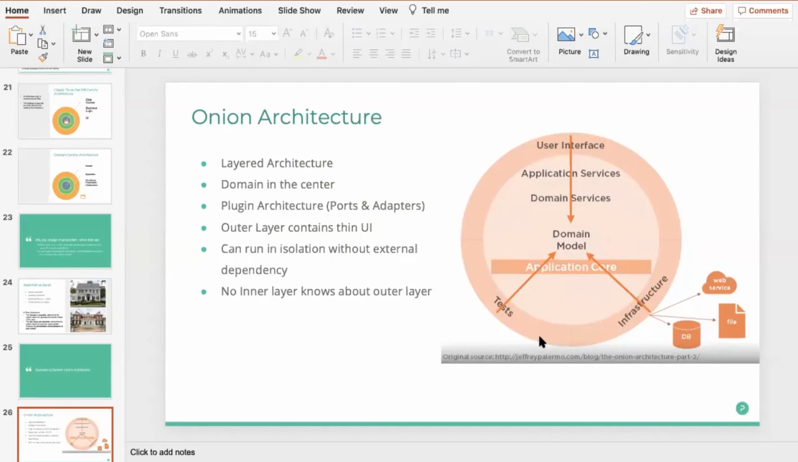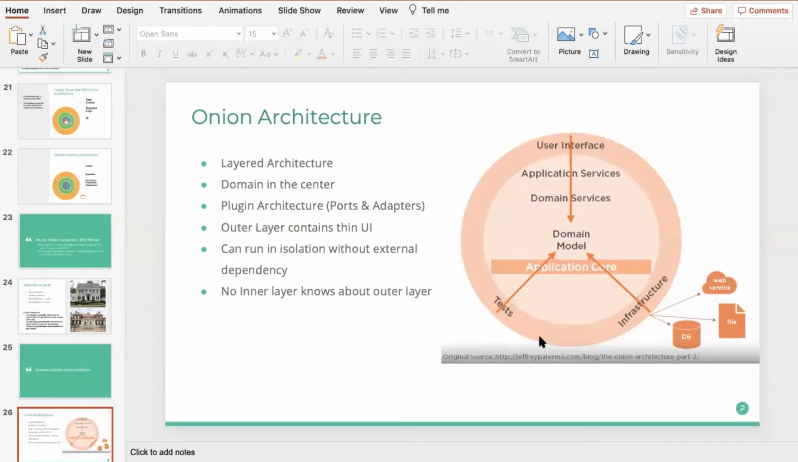Now, looking at the arrows, that's very important here, because it talks about the dependency. You see, the inner layers are never dependent on the outer layers, but it's the opposite. It's always the outer layers depending on the inner layers, which means the user interface is depending on the application services, application services is depending on the domain services, and domain services is depending on the domain model. You should always build your architecture or the implementation with respect to these principles and practices.